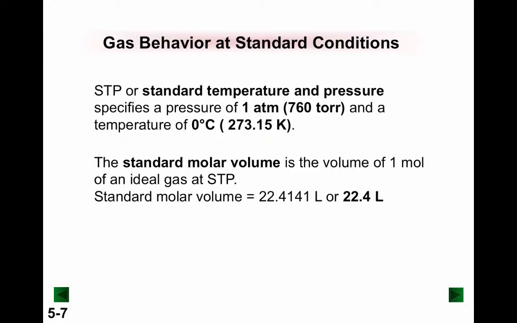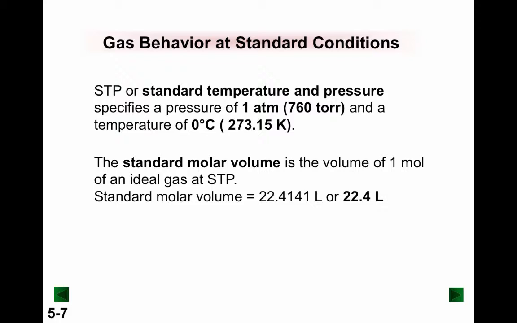Chemists use a set of standard conditions in order to study factors that influence gas behavior. This set of standard conditions is known as standard temperature and pressure and is abbreviated STP. The reference conditions for a gas under STP are 0 degrees C or 273.15 Kelvin and 1 atmosphere or 760 torr. Under standard conditions, 1 mole of an ideal gas is called the standard molar volume.